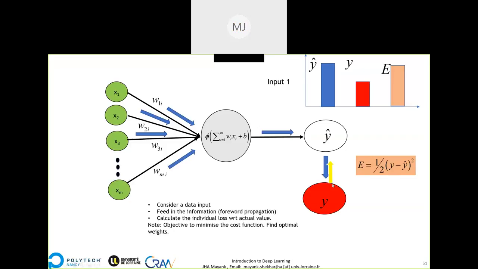So we have the loss. The loss is fed backwards. This is known as back propagation. We will talk about it in a little bit. So the loss is calculated, and the loss is sent back to the network.